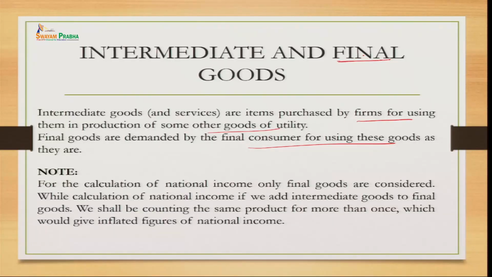So, there is a difference in what purpose you are buying it for. If you are using it for your own purpose, then we consider that product to be a final good, whereas if it is used for producing some other goods and services, then it is considered an intermediate good. So, this understanding has to be done very carefully, because for the calculation of national income, we take into account the value of final goods and services.